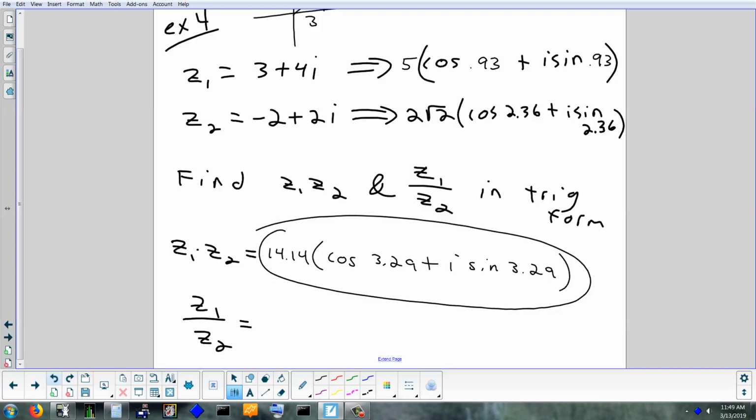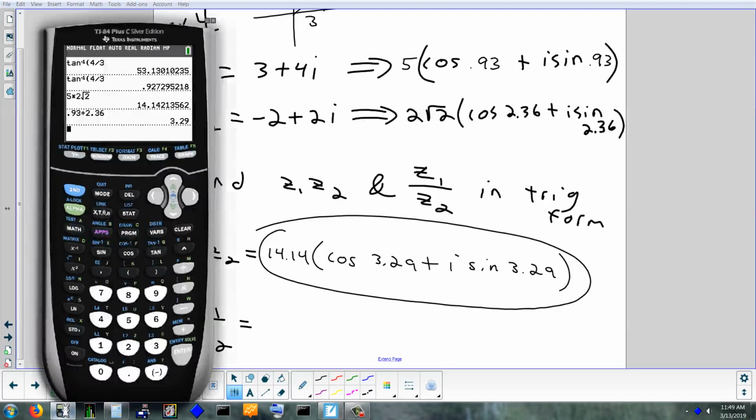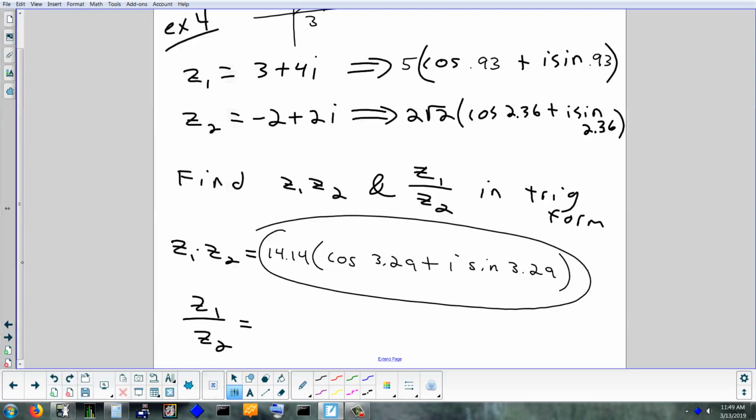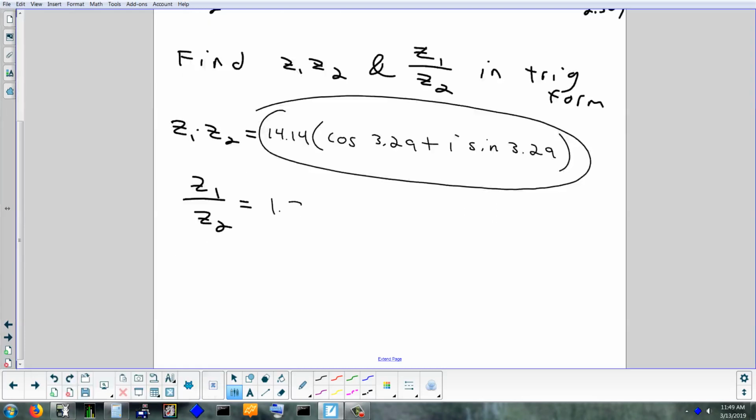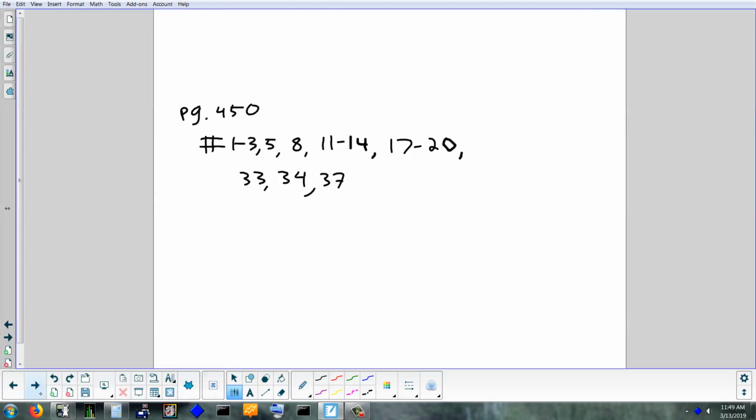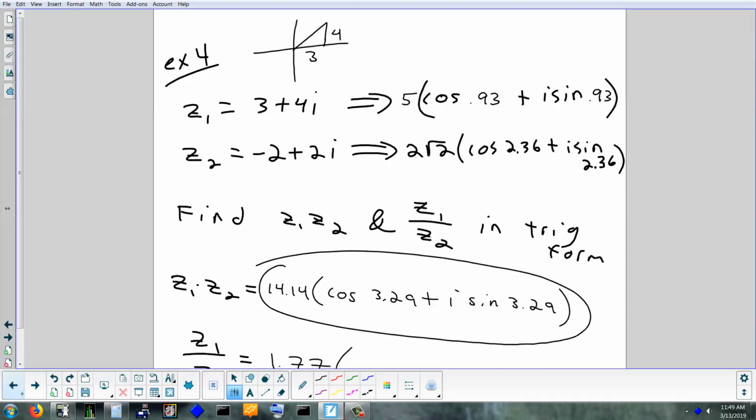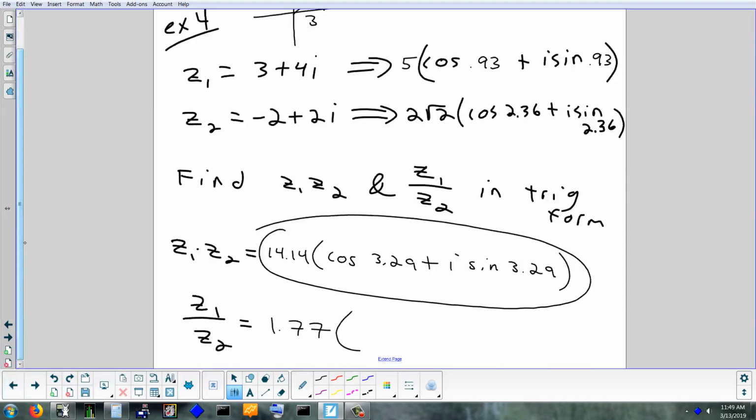Now I want to divide them. So what am I going to do with my radii? I'm going to divide them. 5 divided by 2 square root 2, just like that. So my radius is 1.77. So that's our radius. And what do I do to get my angle?